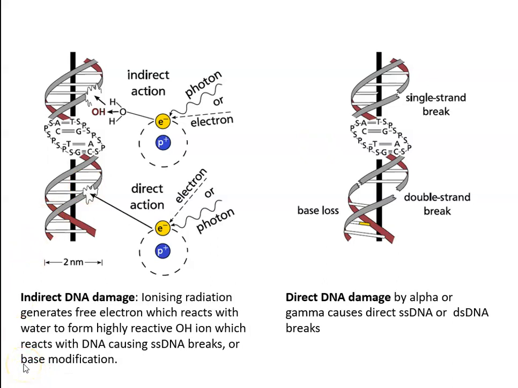The indirect DNA damage comes about by a photon or an electron coming in, typically hitting a water molecule, because water is the most abundant molecule within cells. So if that photon or that electron hits water, it can split the water open into OH- and H+, and that OH group can react, if it occurs in close proximity to DNA, with DNA and cause a single strand DNA break.